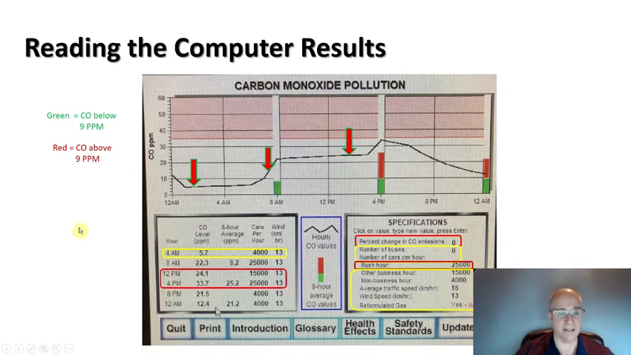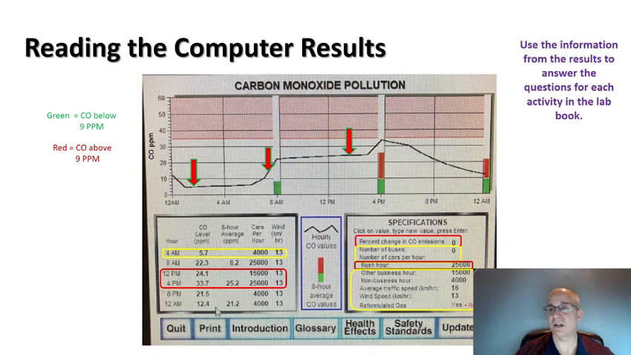So we can see between 12 p.m. and 4 p.m., where there are significantly more cars, wow, look what's happening to our carbon monoxide levels. Carbon monoxide levels are going up pretty significantly. So this is how you would be reading the results. As you're going through the document, you're going to use the information from the results here to answer the questions for each of the lab activities in the book.